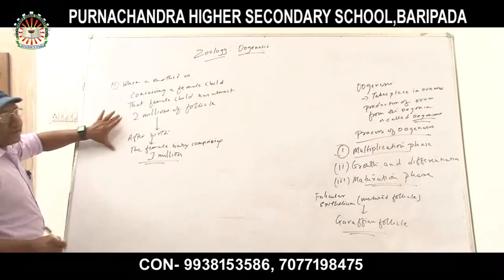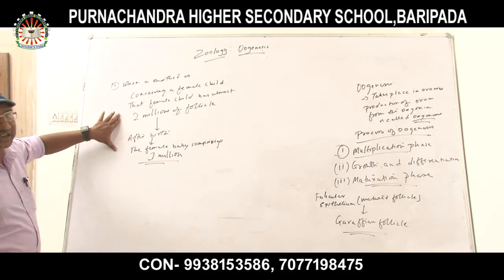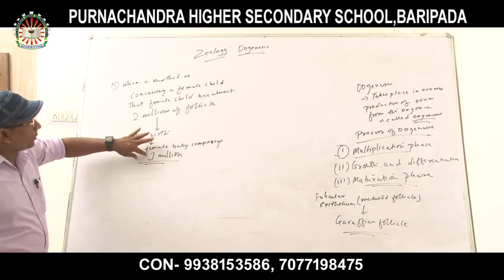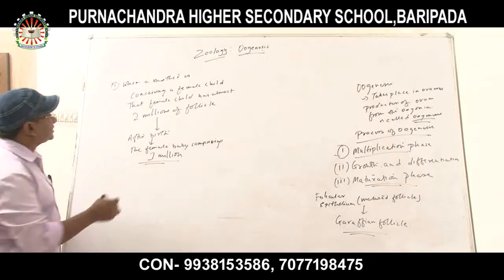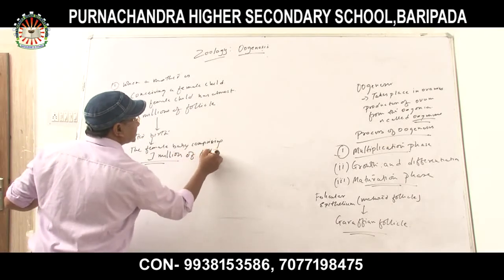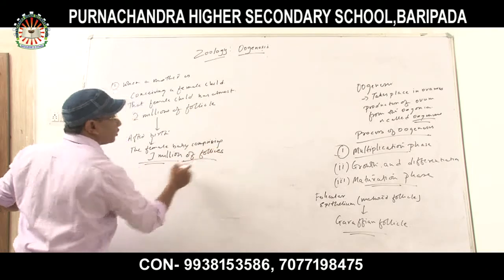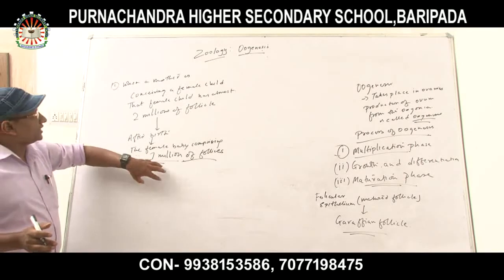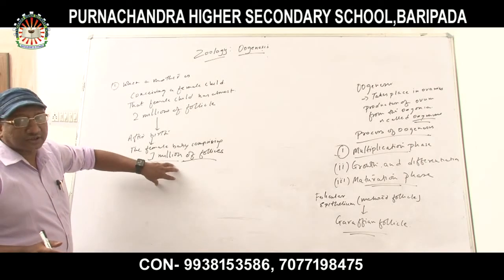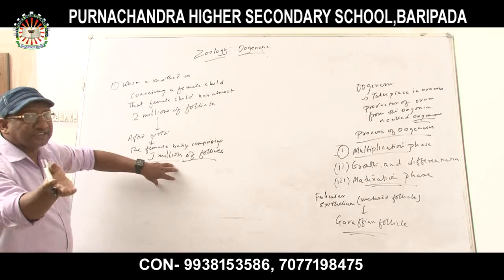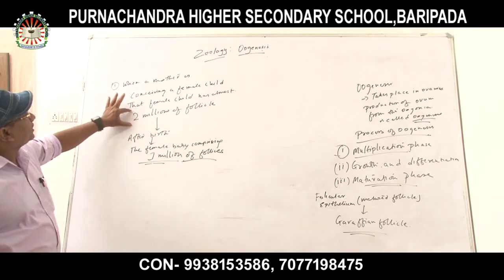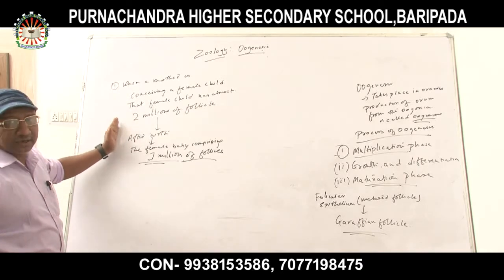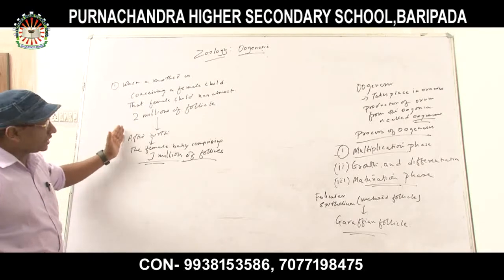Till she attains puberty, she comprises 1 million follicles. When that female child was in the mother's womb, there were 2 million. Now gradually the follicles are diminishing. Okay.